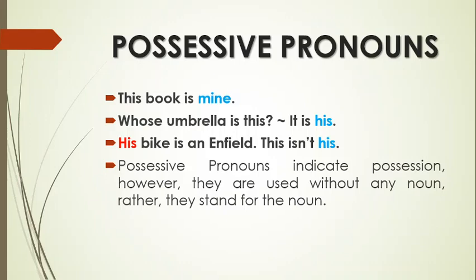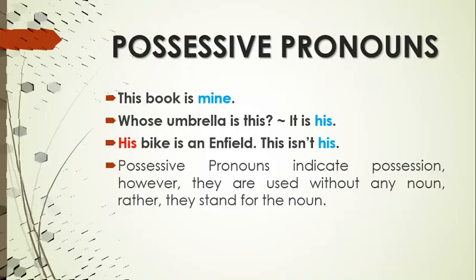Now, look at the first his. It is associated with bike, which is a noun. So this his is a possessive adjective. It always comes with a noun. But the final his, "this isn't his," sits alone in place of any noun. So this his is a possessive pronoun.